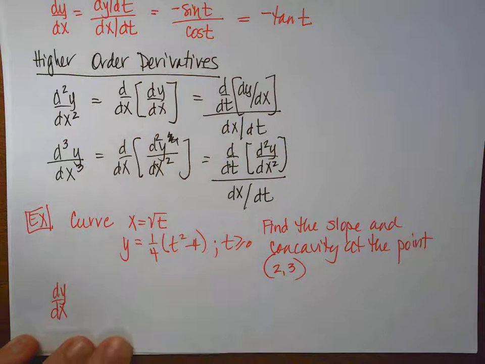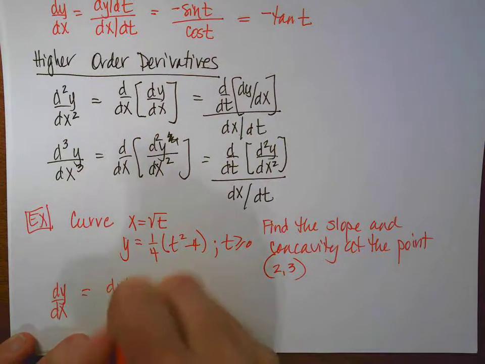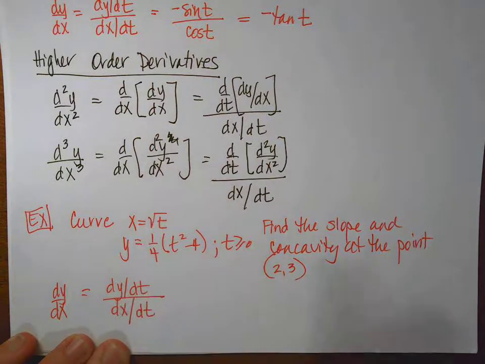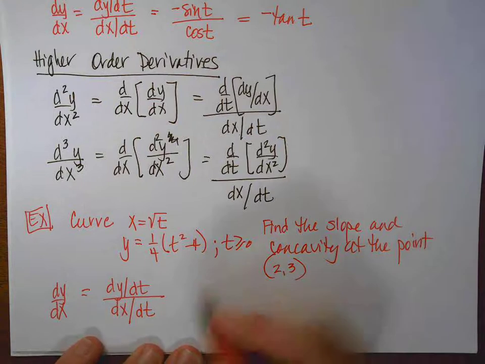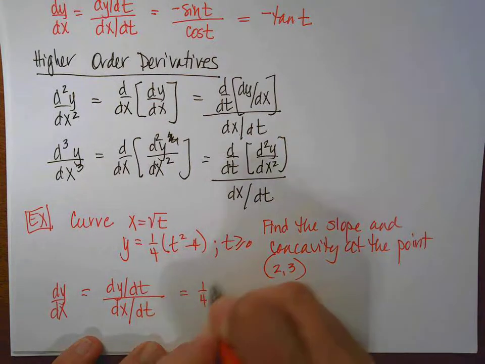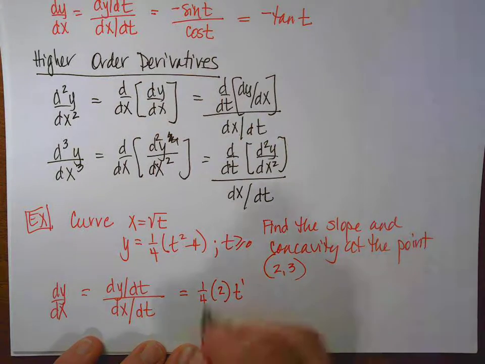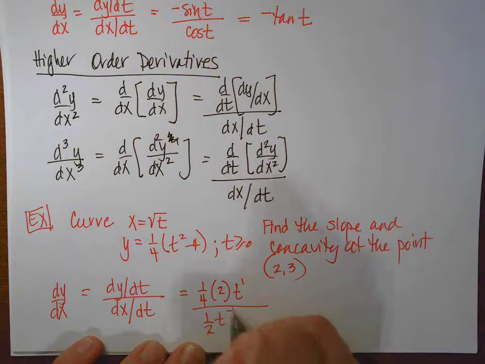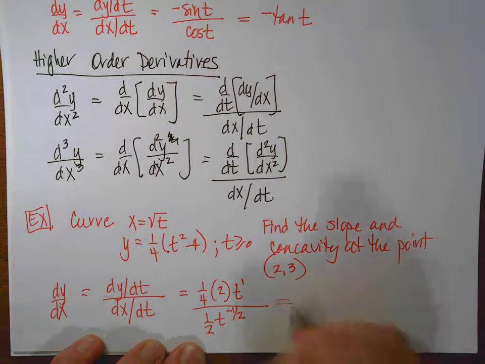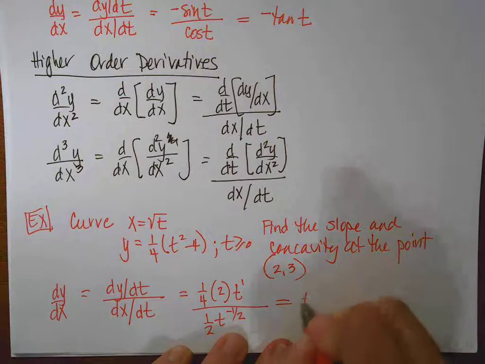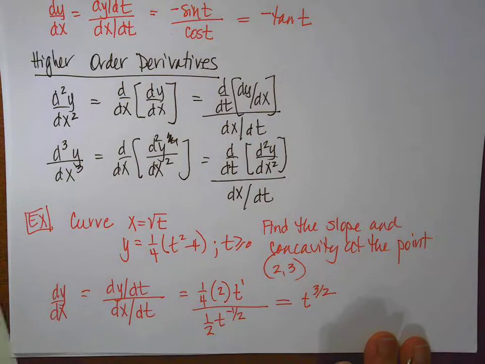All right, so if I want to find the first derivative so that I can talk about the slope, that's going to be the derivative of the y thing divided by the derivative of the x thing, highly technical term. So if I take the derivative of my y thing, here's the 1/4, here's the 2, t to the 1, and then the 4 would go away because it's a constant anyway, so I don't have to distribute. And then the derivative of my x thing is going to be 1/2 t to the negative 1/2. I'm going to let you clean up this algebra because I'm sure you're brilliant. And so when I do that, I get t to the 3/2.